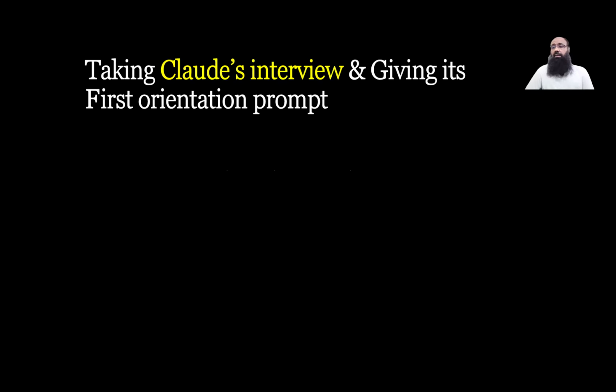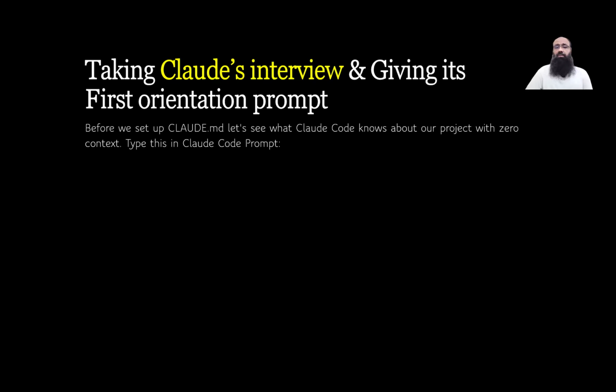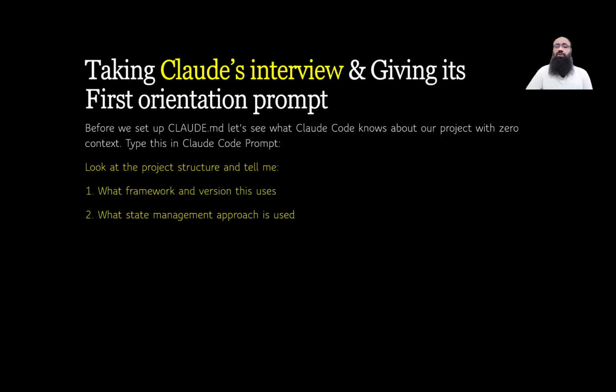With that being done, so far we have just been discussing the theory and the mental model. Coming back to the analogy of the junior, we are going to ask Claude Code about our project. Before even setting up this CLAUDE.md file, we are going to ask Claude, just by handing over the project access, what it's going to say. So we are going to ask this prompt from Claude Code: look at the project structure and tell me what framework and version this uses, what state management approach is used, what the main features of the app are, and what conventions you notice in the code base.